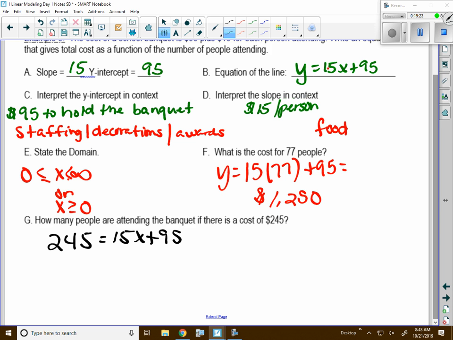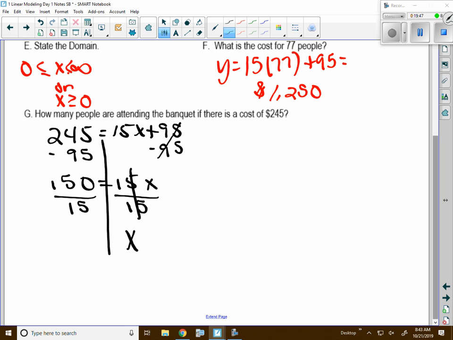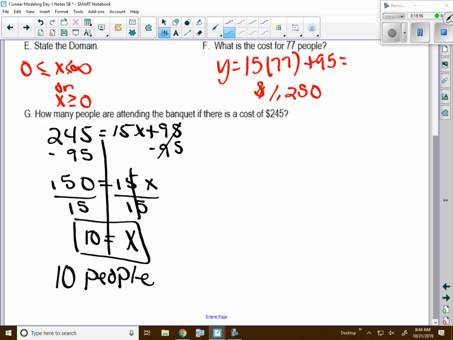I'll give you just a second here to solve. So 10 people, which the banquet, that's what the cost is $200. How do you feel on that? Feel okay on that?